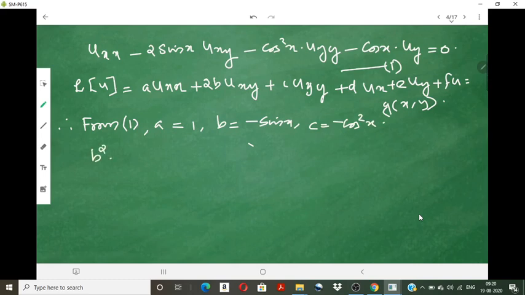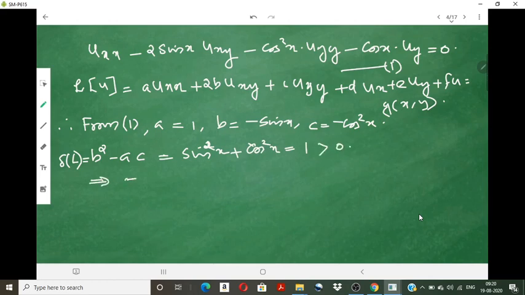Okay, so B squared minus AC is the discriminant delta of L. So discriminant delta of L is equal to B squared. So B is minus sin x. So this will be sin squared x minus AC, A into minus sin x, that is cos squared x. And we know the identity sin squared x plus cos squared x is equal to 1, which is always greater than 0. This implies equation number 1 is hyperbolic.